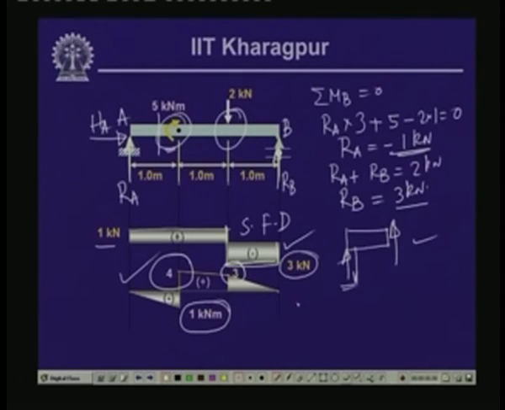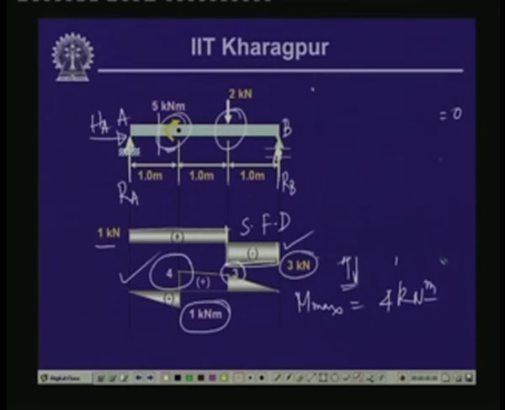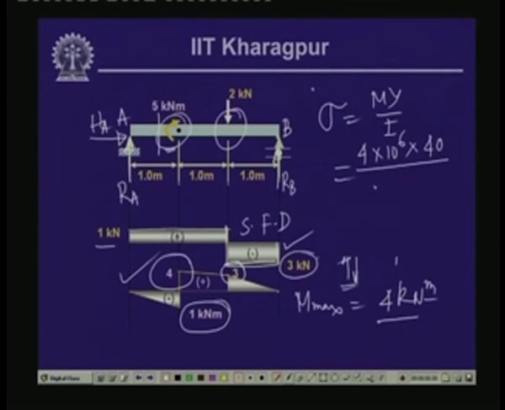Now, as we can see, the value of the maximum bending moment is equal to 4 kilonewton meter, and as we know, if we compute the bending stress, that stress sigma is equal to My by I. Now, here M is equal to 4 kilonewton meter, which is 4 into 10 to the power 6, y is 50 by 80, y is 40, and I is 50 into 80 cube by 12. So, if you compute, the stress comes to 75 megapascal, and this bending stress here is a positive value.